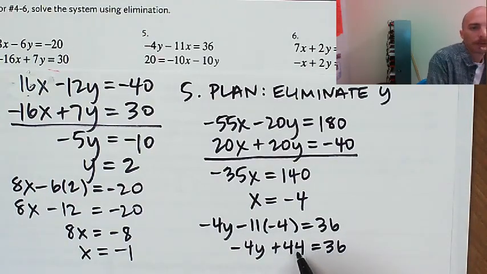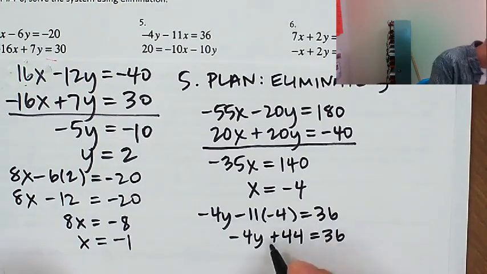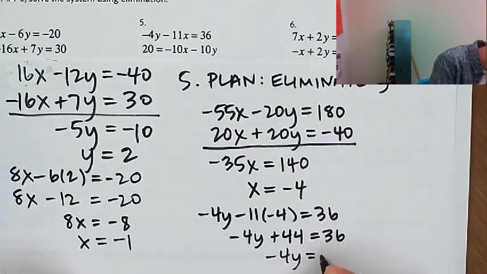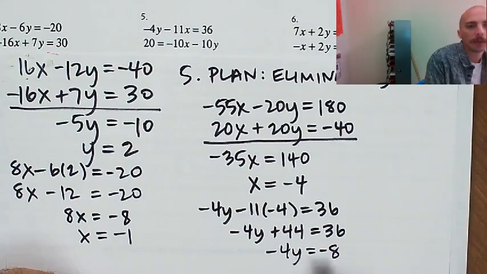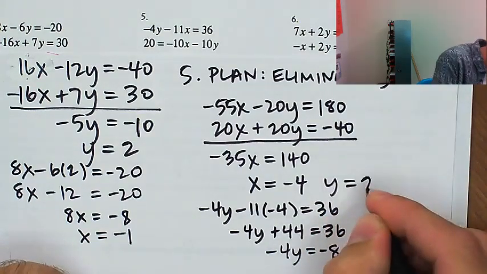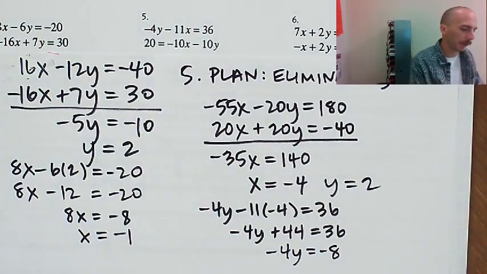Now if I take 36 and I subtract 44, that's going to be negative 8. So I'll have negative 4y equals negative 8. I could divide both sides of this equation by negative 4, and I would get y equals 2. Or I could think about what do I need to multiply negative 4 by to get negative 8, and again, positive 2. Okay, so there's my solution for that.